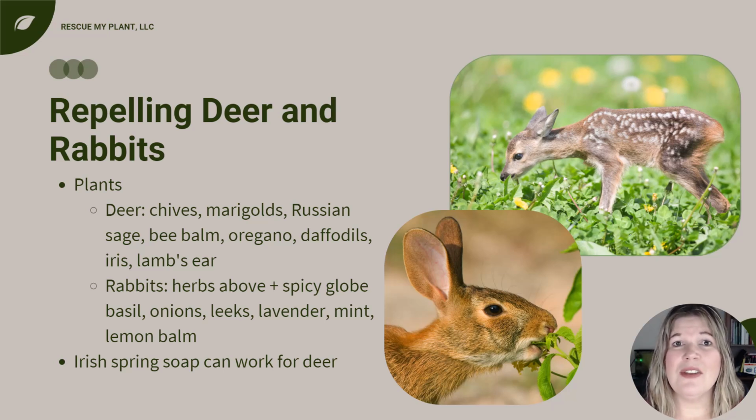In addition to the herbs that repel deer, rabbits are also repelled by spicy globe basil, onions, leeks, lavender, mint, and lemon balm. Another technique I've seen used is to shred Irish Spring soap around the garden to repel deer. The scent is too strong for them.